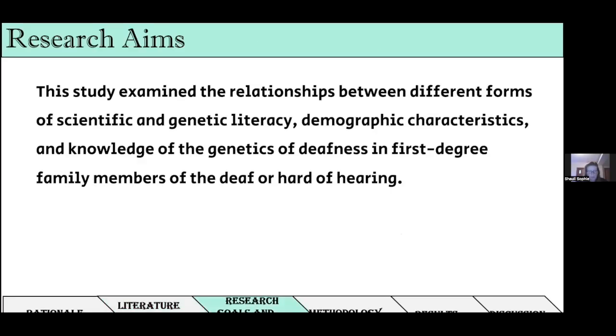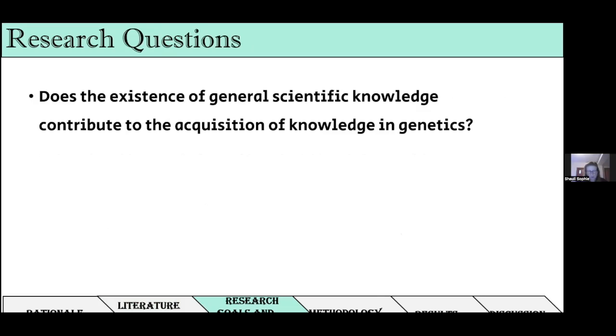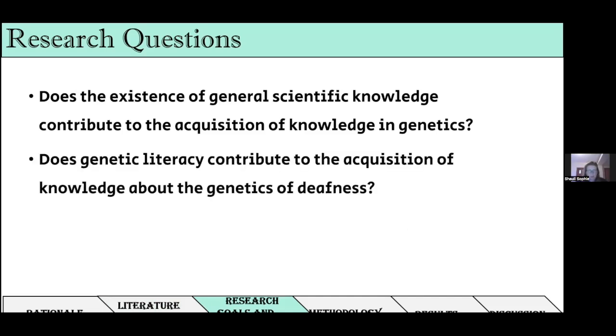This research's main goal was to examine the relationship between different forms of scientific and genetic literacy, demographic characteristics, and knowledge of the genetics of deafness as found in first-degree family members of deaf or hard of hearing people. Specifically, we asked: does having general scientific knowledge contribute to the acquisition of scientific knowledge about genetics? And does genetic literacy contribute to the acquisition of knowledge about the genetics of deafness?